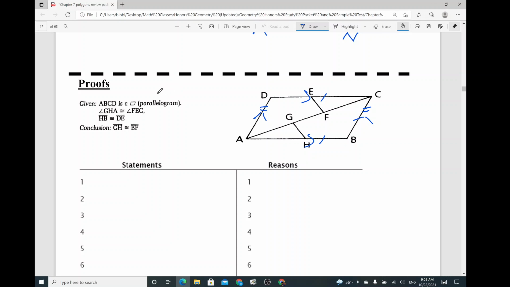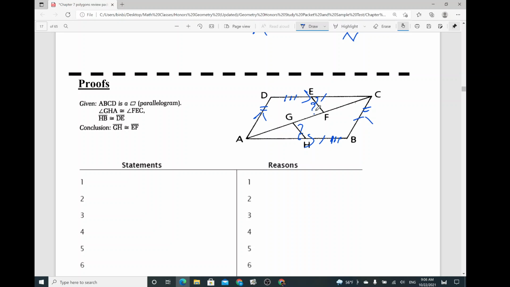Another thing we notice is that angle GHA is congruent to angle FEC. Another thing we notice is that segment HB is congruent to segment DE. That's what we know so far. And now you want to prove that GH is congruent to EF.